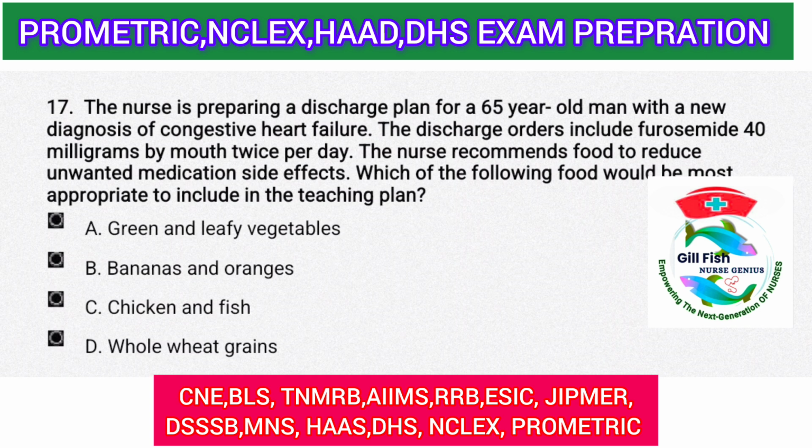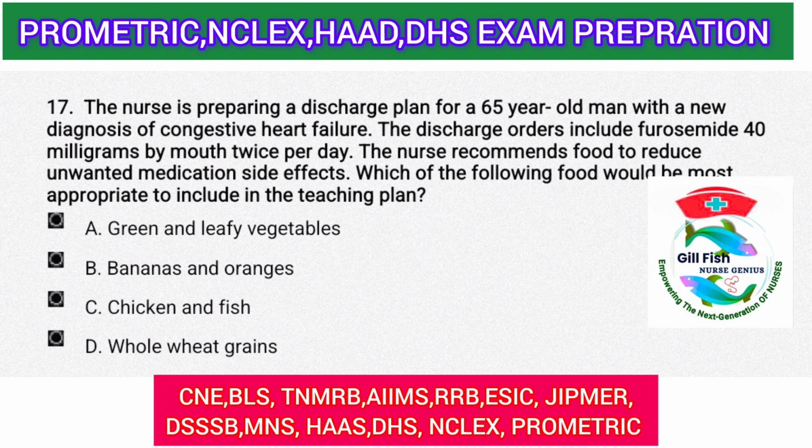17th question. The nurse is preparing a discharge plan for a 65-year-old man with a new diagnosis of congestive cardiac failure. The discharge order includes furosemide 40 mg by mouth twice a day. The nurse recommends food to reduce unwanted medication side effects. Which of the following foods would be most appropriate to include in the teaching plan? Option A, green and leafy vegetables. Option B, bananas and orange. Option C, chicken and fish. Option D, whole wheat grain.